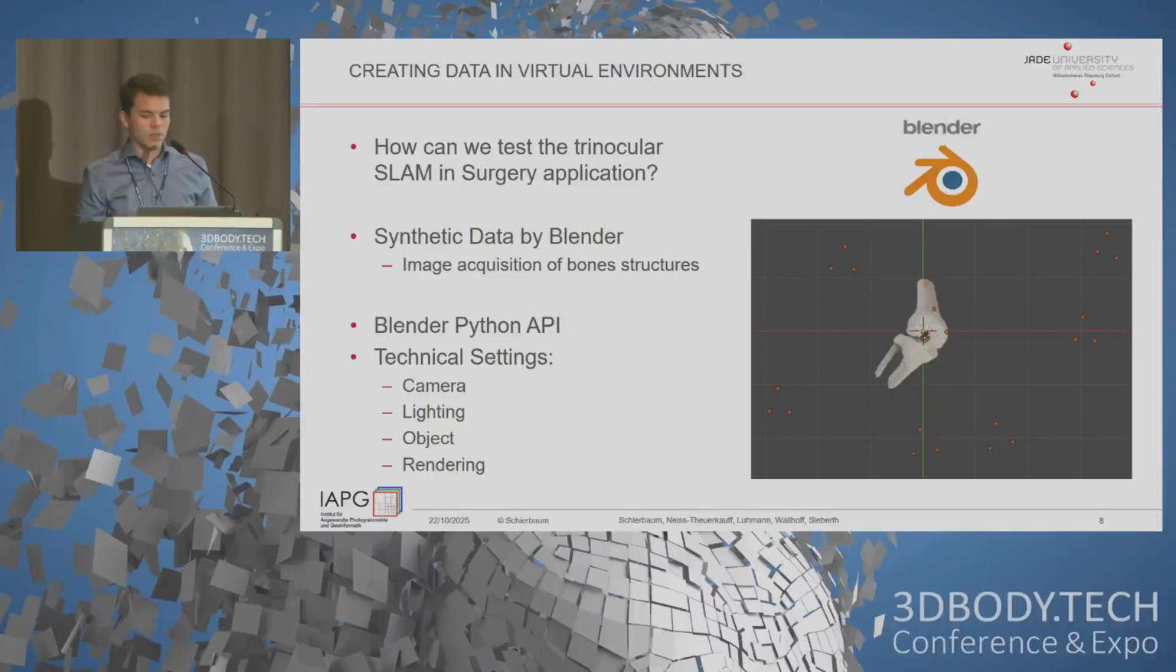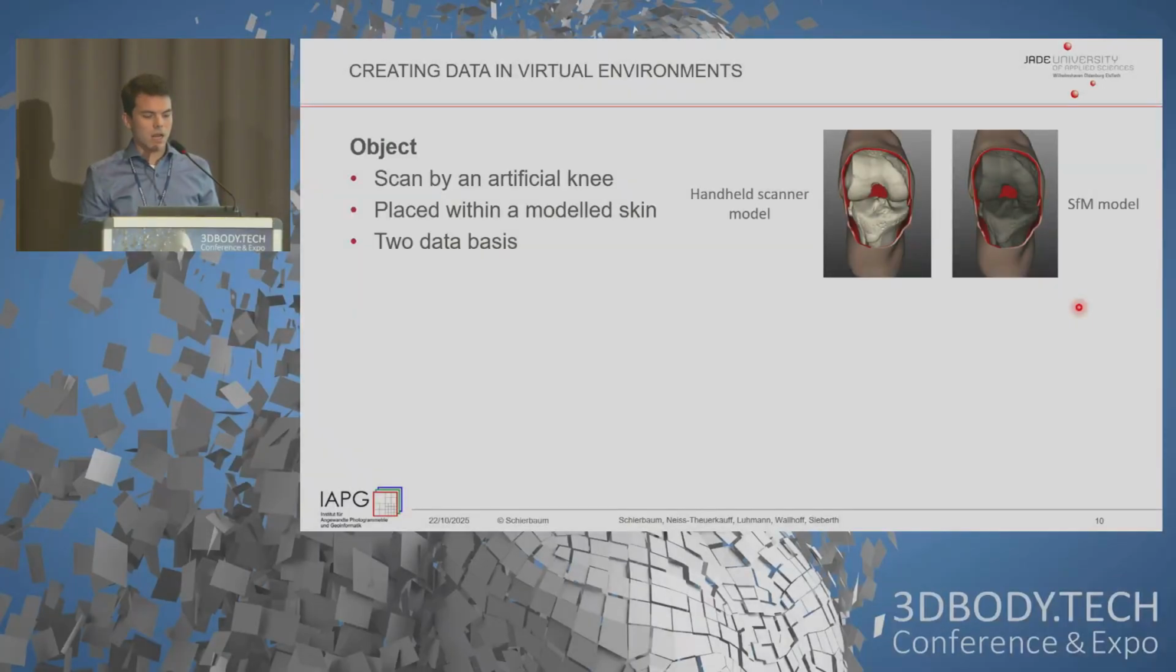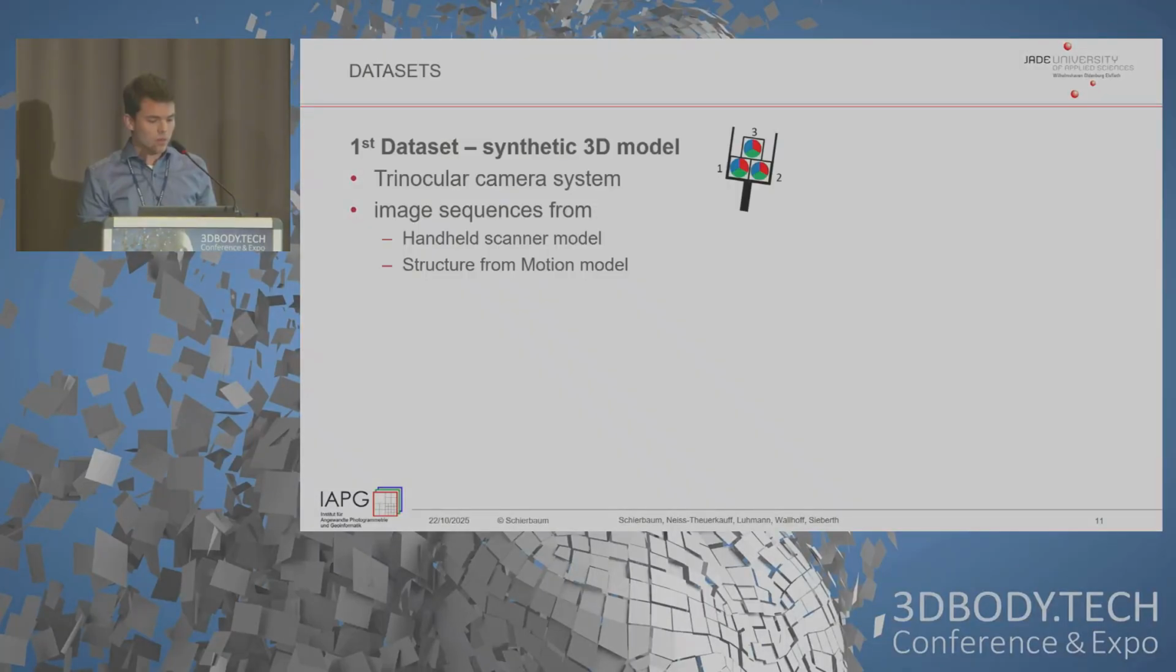For this task, we want to use synthetic data from Blender, and the main task is image acquisition of bone structures. Our object is a scan of an artificial knee, a scan from a handheld scanner. And the second database is an SFM model, structure from motion, which you can see here. The first data set is about our synthetic 3D models.